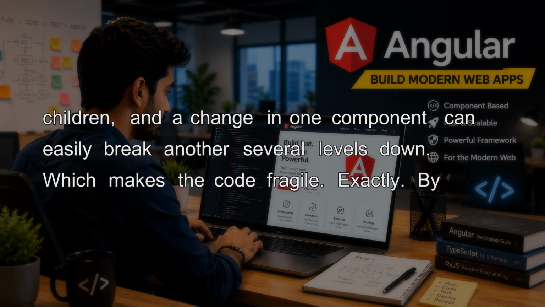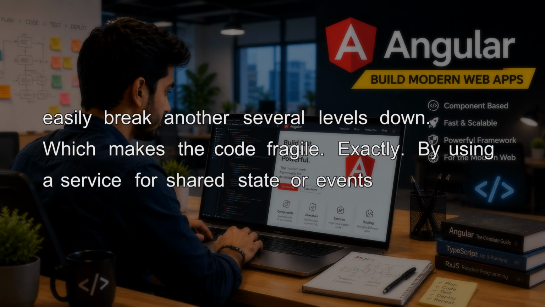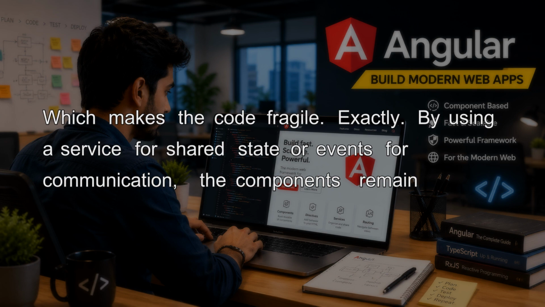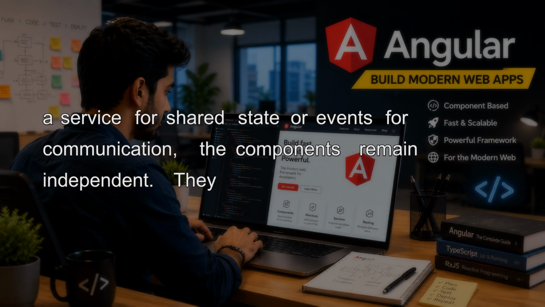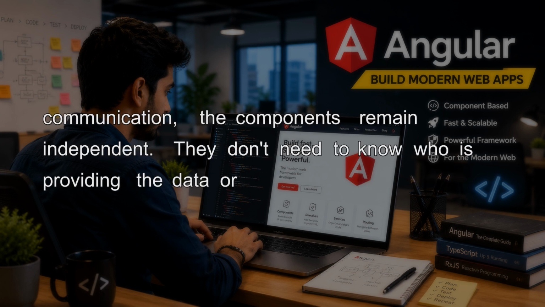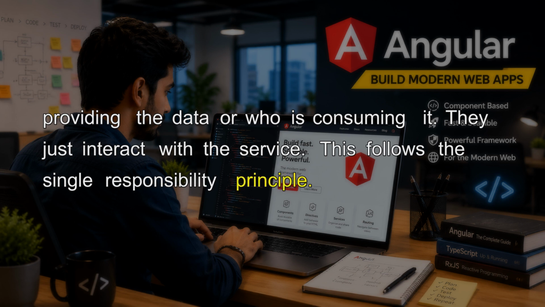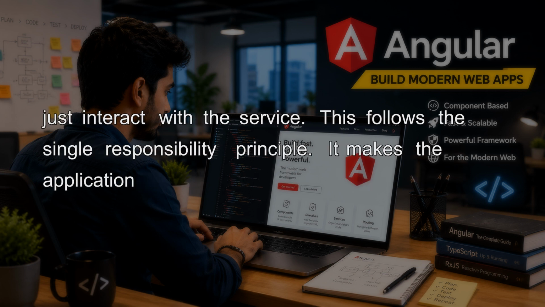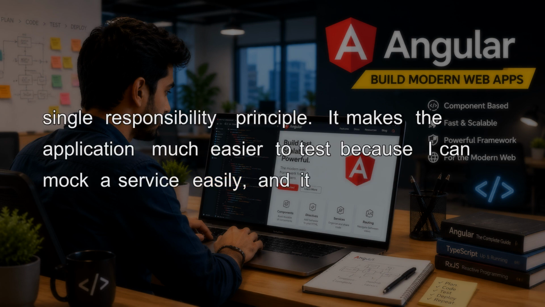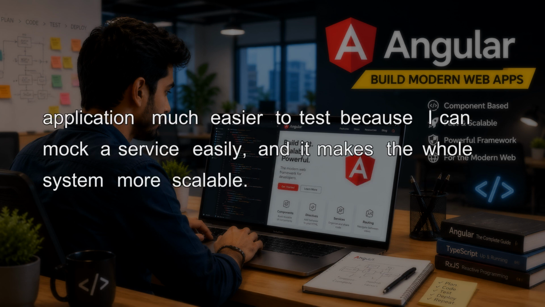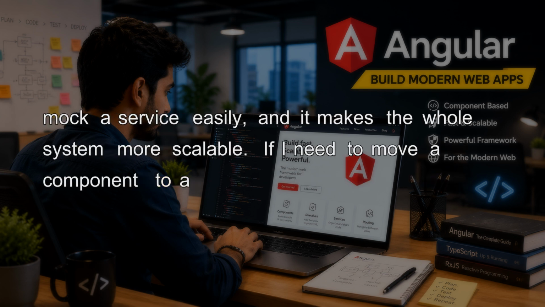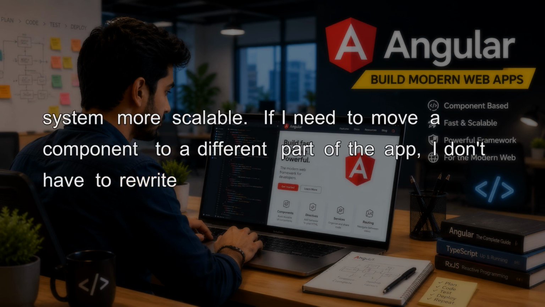Exactly. By using a service for shared state or events for communication, the components remain independent. They don't need to know who is providing the data or who is consuming it. They just interact with the service. This follows the single responsibility principle. It makes the application much easier to test because I can mock a service easily, and it makes the whole system more scalable. If I need to move a component to a different part of the app, I don't have to rewrite a chain of inputs and outputs.